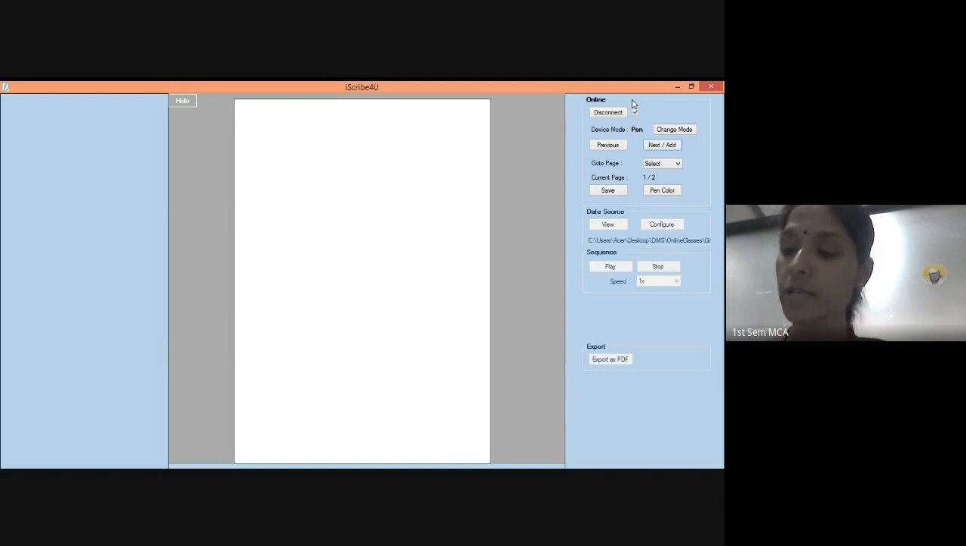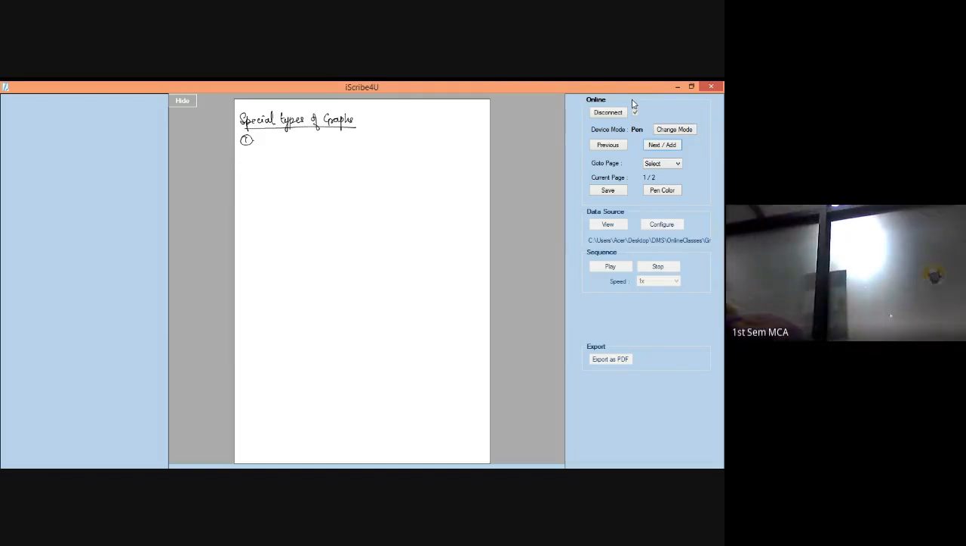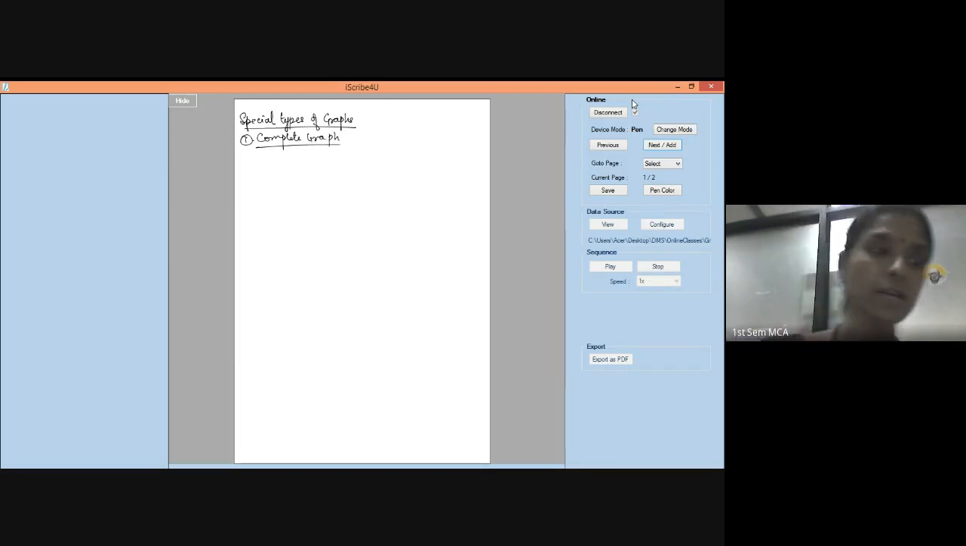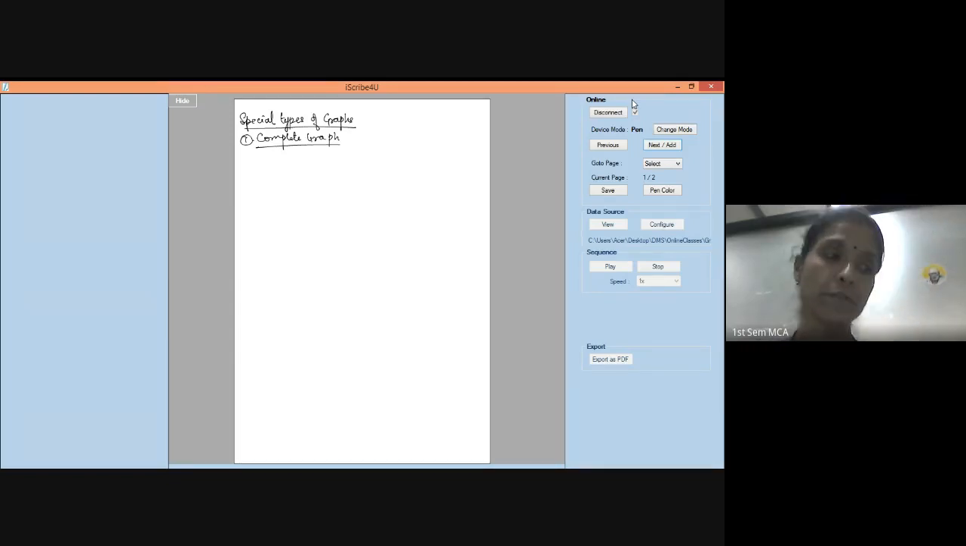Okay. Next, we move on to special types of graphs. The first special type of graph that we'll be seeing is what is called the complete graph. Let us try to understand what we mean by a complete graph. A complete graph on n vertices, let us say the graph has n vertices, is always denoted by Kn.